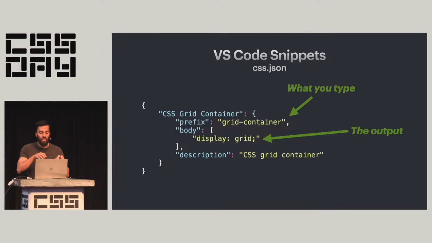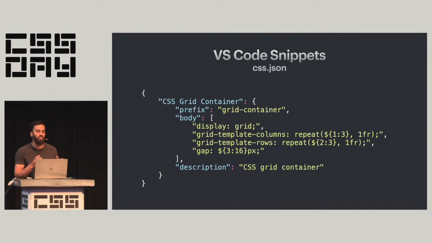So when I type grid-container, it will produce display: grid, but that mapping doesn't really make sense. I'm not saving many characters, so you might want to turn that into something a little more substantial, like this. You're probably seeing some funny syntax. What's the dollar symbol about and the 1:3? Well, that's a tab stop index. Every time you hit tab, it's going to jump to the 1, then the 2, then the 3, and the digit to the right of the colon over there, that's just the value that exists by default. It just happens to be a digit in this case.